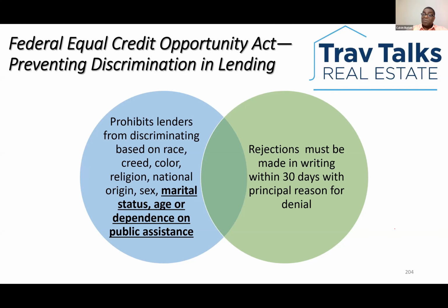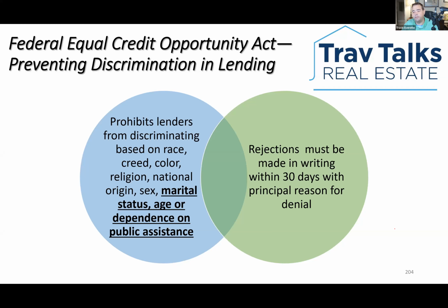True or false? It would be a violation of the Federal Fair Housing Act to refuse to rent a third floor apartment to an elderly man because of his age. False. Why not? Age is not a protected class under the Federal Fair Housing Act, correct? Correct.